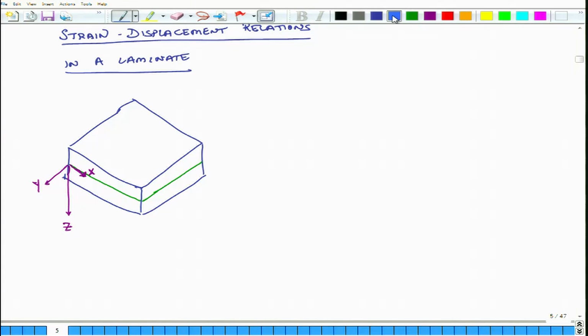Let us look at a small portion of this plate. So, this is a small portion, and let us call the top point A and the bottom point D. I am cutting a small portion and looking at it, and then I zoom in. This is the undeformed position. When I look at the undeformed position, it looks like this.